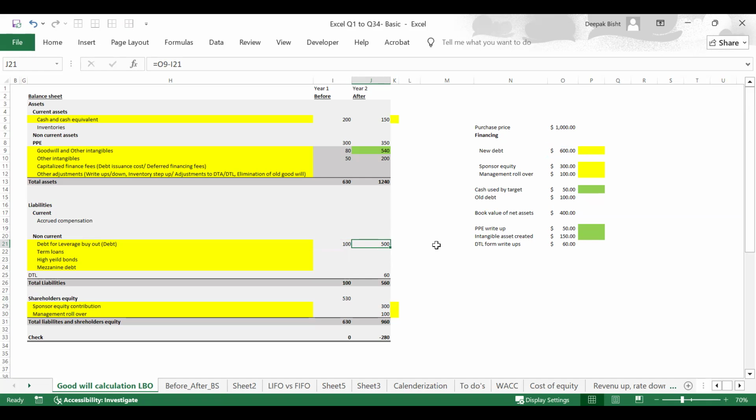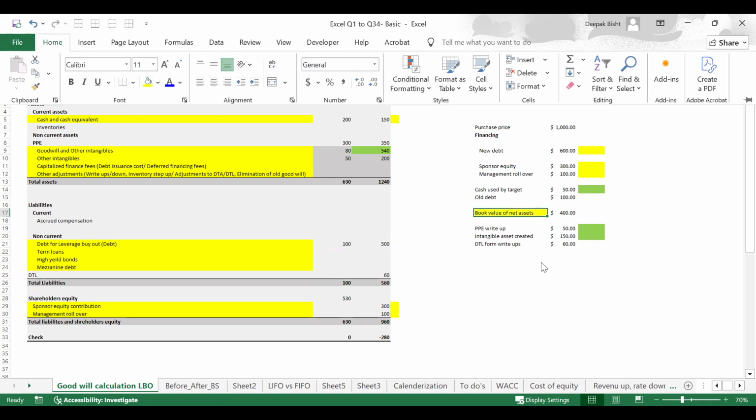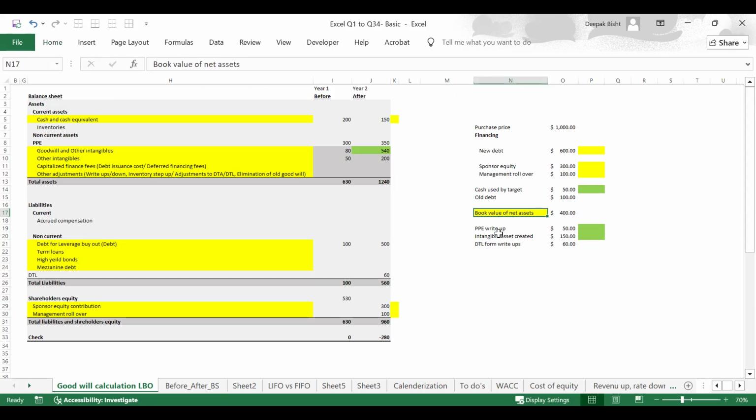So I have paid off the previous debt, and my new debt is balanced now. It's only $500. Okay. So now the book value of the net asset, this we will use to calculate our goodwill. And the PPE write-ups were done by $50.